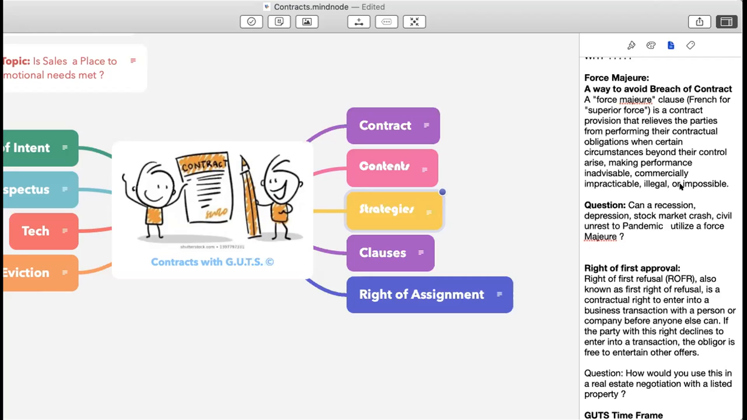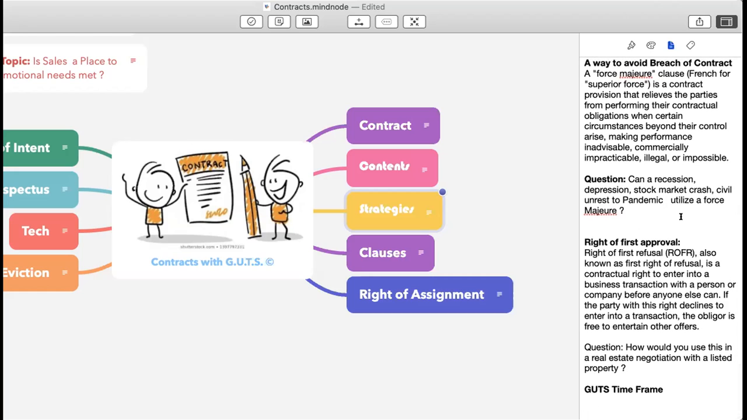Could you use the pandemic? In my legal opinion, yes. If you want to get out of a contract today, the pandemic would be a perfect force majeure use of that paragraph. You could use a depression, stock market crash, civil unrest, a lot of different things. Sometimes you need to anticipate that you might want to get out of a contract.